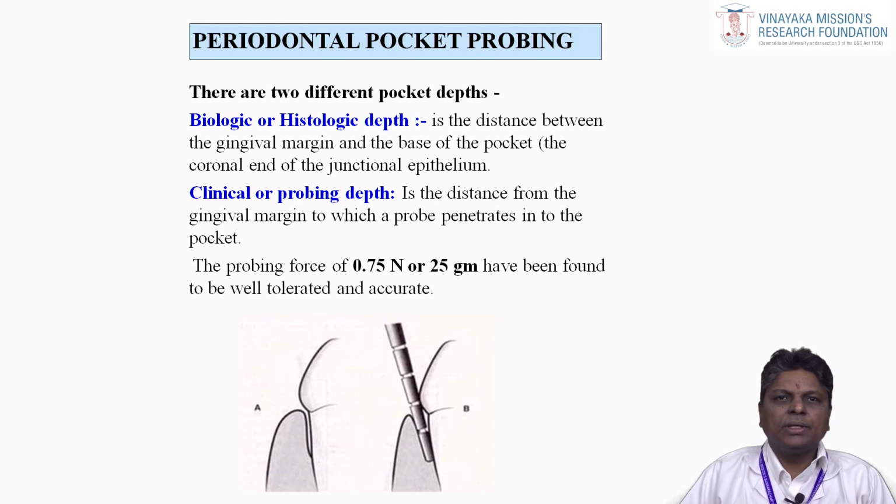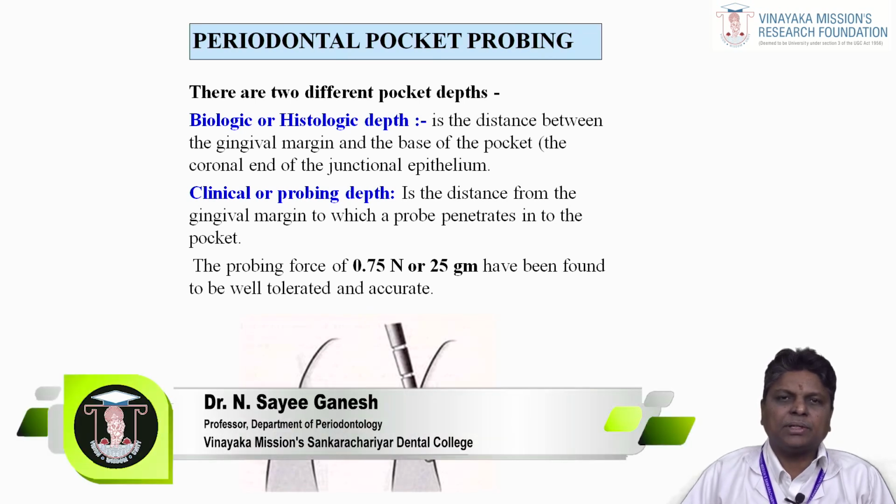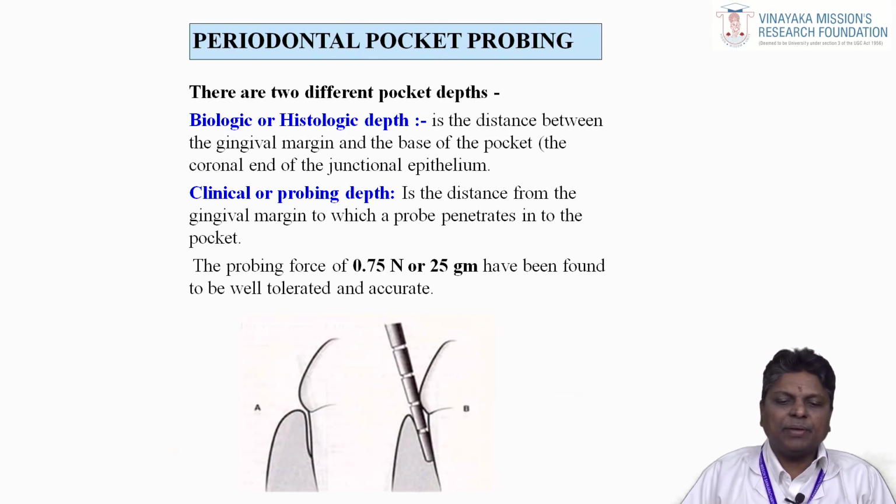How do you find it out? Before going into the methods, we have to see the 2 types of probing depth. One is the biological depth, that is called the histological depth. It is nothing but the distance between the gingival margin to the base of the pocket, that is, as I told you, the coronal end of the junctional epithelium will be the base of the pocket. When you come to the clinical probing depth, that is called the proper probing depth, it is the distance from the gingival margin till the probe penetrates. That should be taken into consideration.